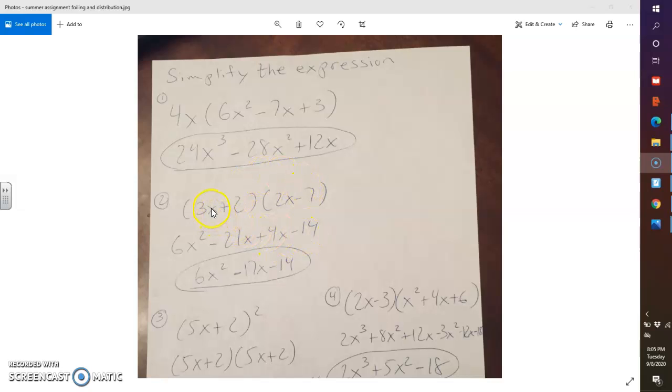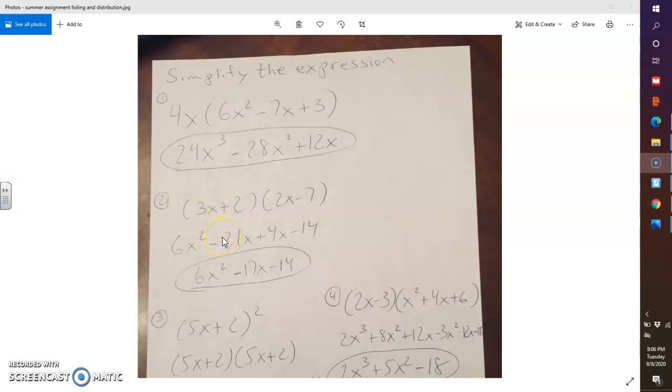If you notice, I'm really just taking the 3x and distributing it to both terms, and then I'm taking the 2 and distributing it to both terms. It's the same thing every single time. It's really just a set process we need to know how to do. And then we can combine the middle terms. Negative 21x and 4x combine to be negative 17x. So my answer, 6x squared minus 17x minus 14.